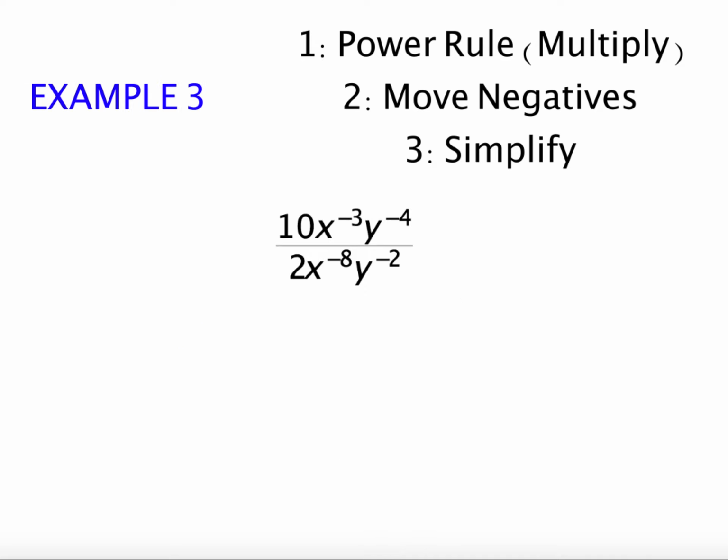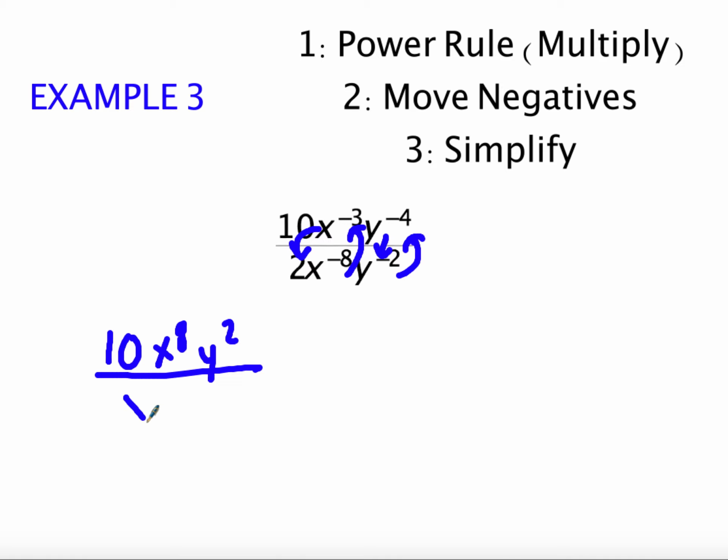Here is another example, and this is the most missed question, something similar to this was on the quest. So I think the best strategy here is the arrows. X to the negative 3 is going to the denominator, x to the negative 8 numerator, y to the negative 2 numerator, y to the negative 4 denominator. So we have 10, x to the 8th went up, y squared, x to the negative 3 becomes x to the 3rd in the denominator, y to the 4th with that 2 still.